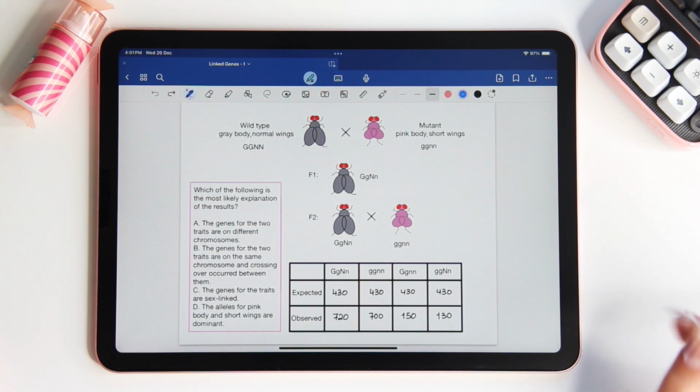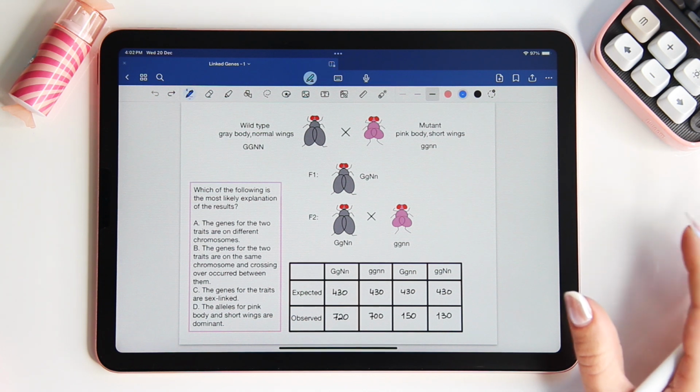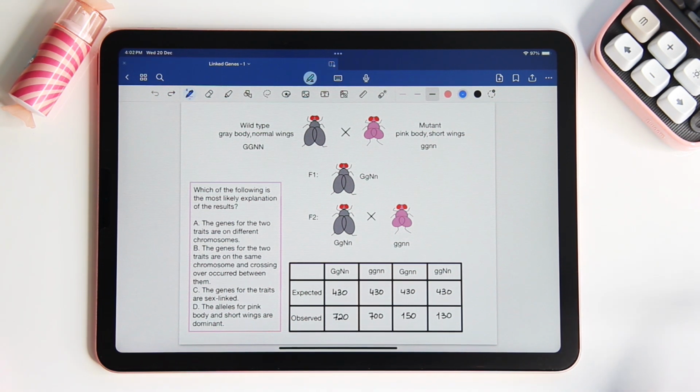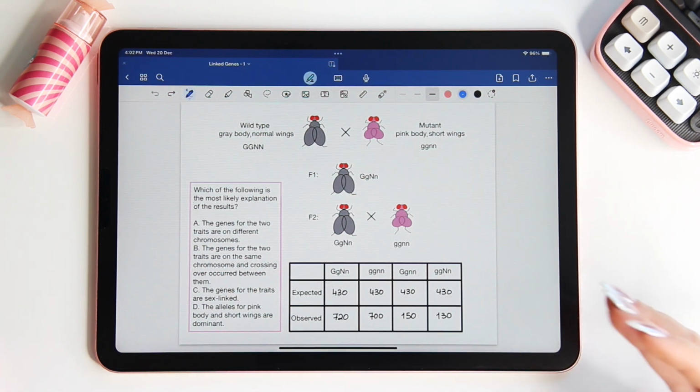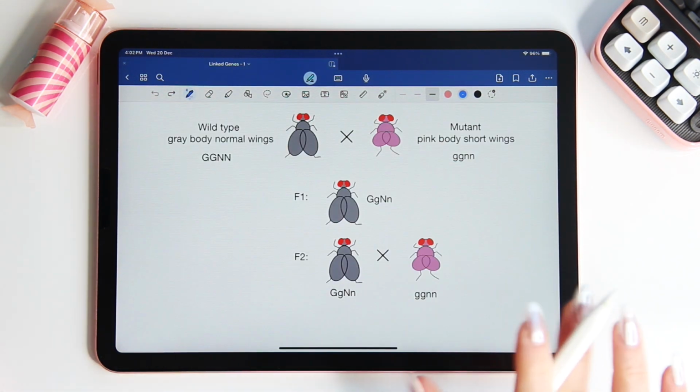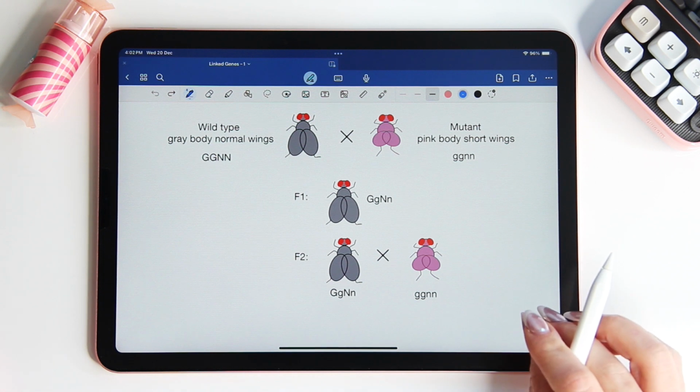In today's video, we will learn how to identify whether two genes are on different chromosomes or are linked, meaning they are on the same chromosome. Let's start by looking at the givens.